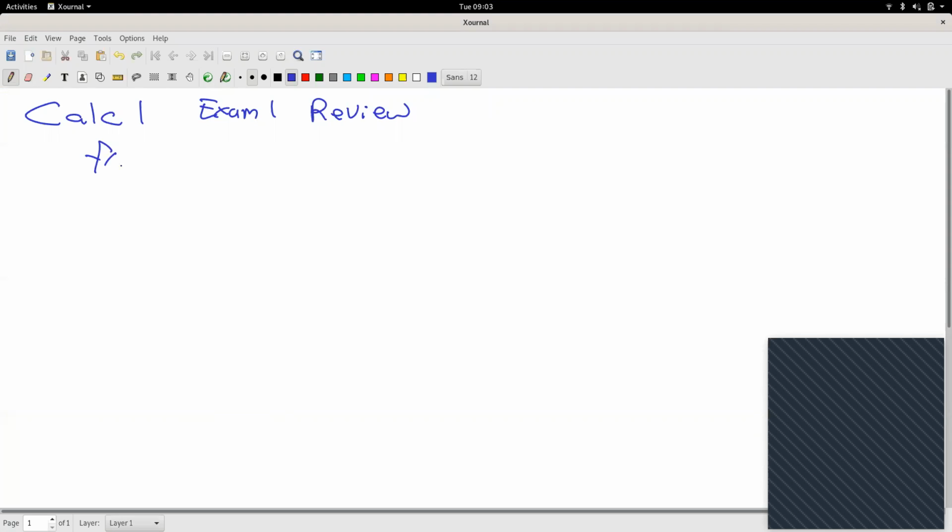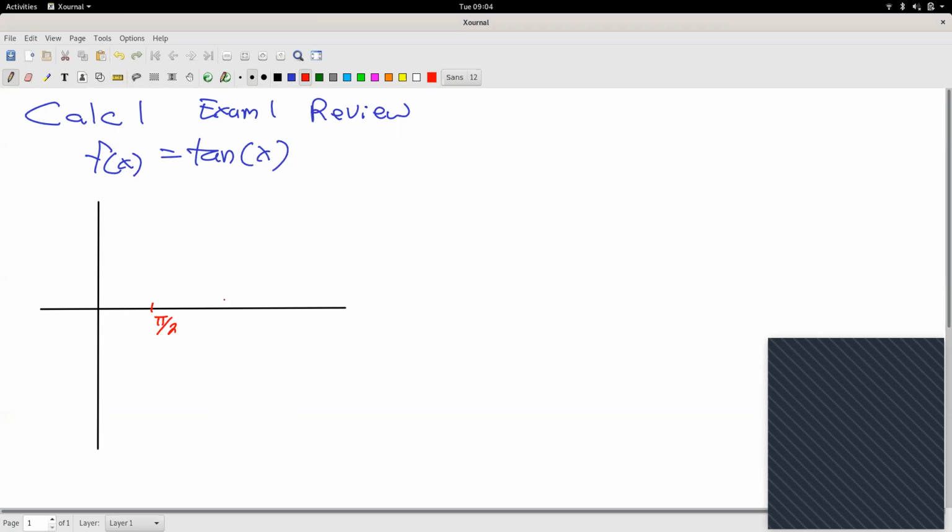So we have f of x equals the tangent of x. And quick sketch. Let's see, we have asymptotes at pi over 2 and 3 pi over 2. So usually I like to draw the asymptotes in as dotted lines. So they're like boundaries for this function.